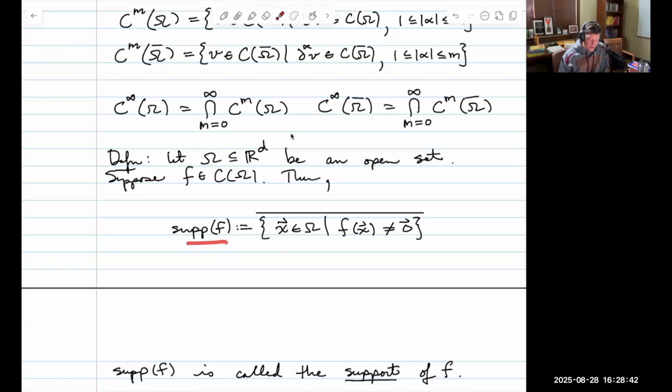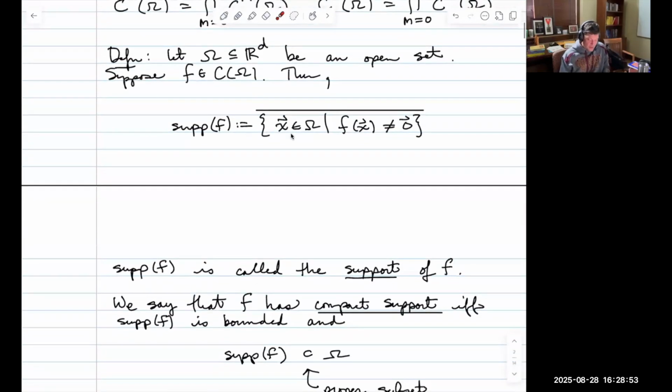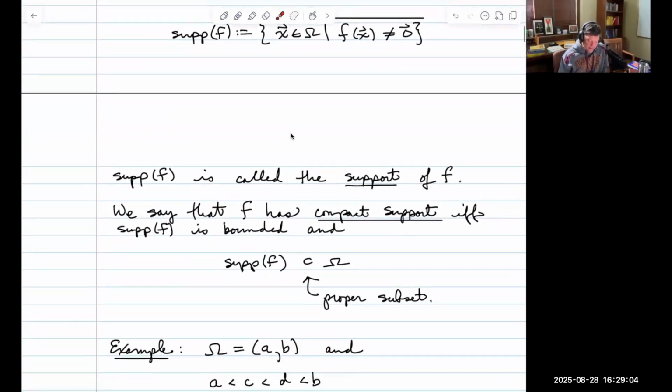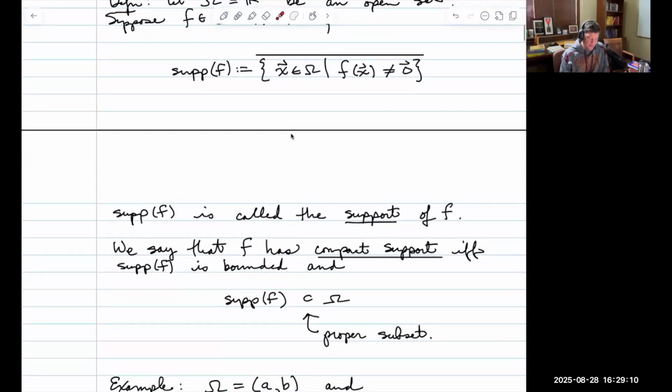Then the support of f is the closure of the set of all points in omega such that f of x is not equal to 0. Okay, so this set is called the support of f. And the easiest way to motivate this is to show you an example, which I'll do in a moment. We say that f has compact support if and only if the support of f is a bounded set. We know that the support is already a closed set because we obtain it by closure. So we say that f has compact support if, in addition to being closed, it is also a bounded set.